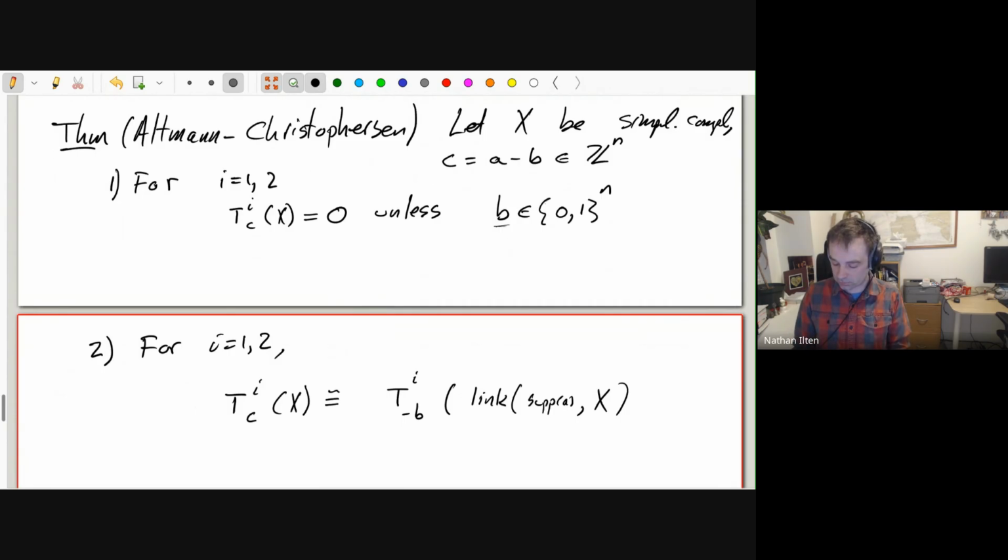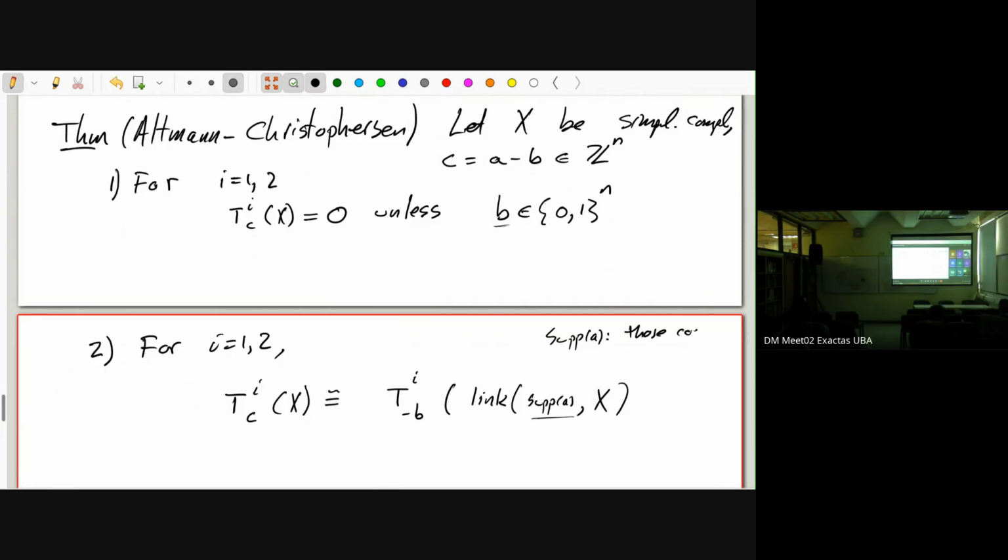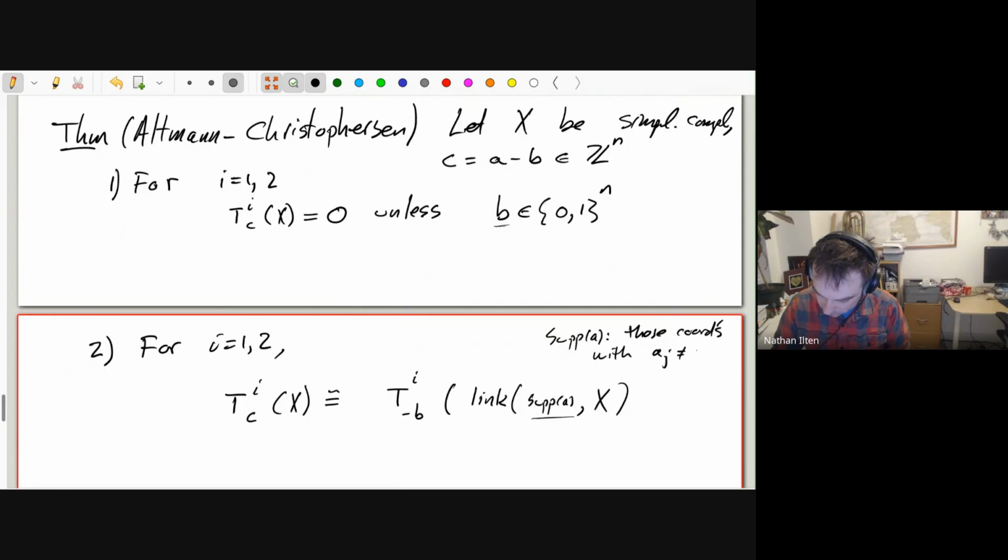Okay, so what's the support of A? This is just the set of those coordinates of A where the entry of A is non-zero. So here, the support of A is those coordinates with A_j non-zero. This is going to be a subset of the set 1 up to n. And so I just take the link of that subset in X. So this will be a subcomplex of X. And I take the cotangent cohomology there, now just with the negative part of the weight.